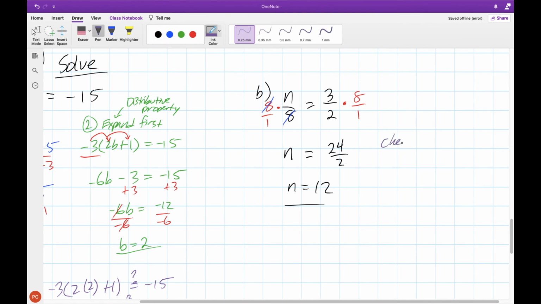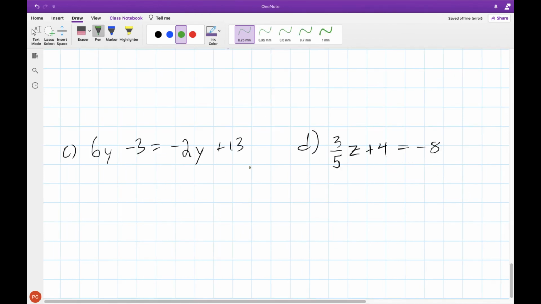As always, we got to check this. So we would do 12 over 8. Is that the same as 3 over 2? Well, the way we would check this is by reducing this fraction. We could divide the top and bottom by 4 here. And if we do, 12 divided by 4 gives us 3, 8 divided by 4 gives us 2, and we end up with 3 over 2 on both sides, so we know we got it right.